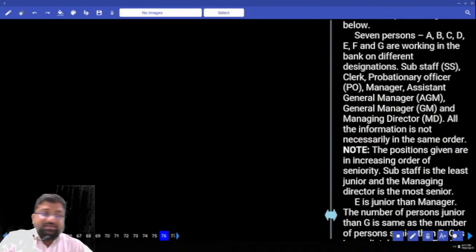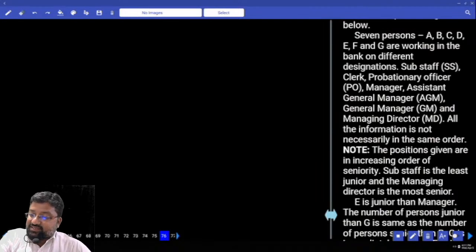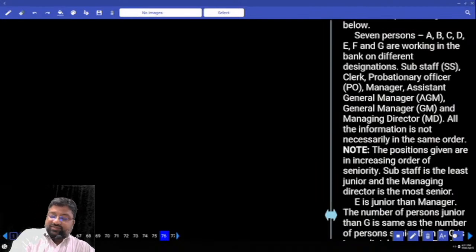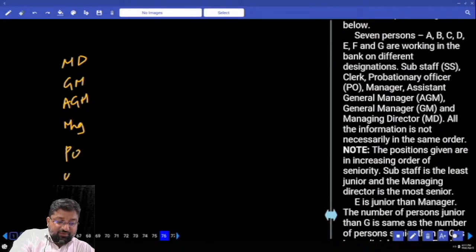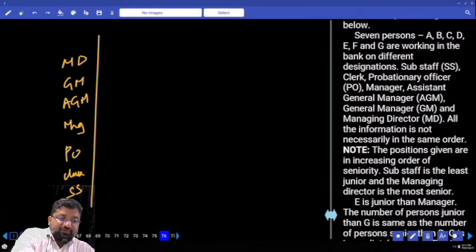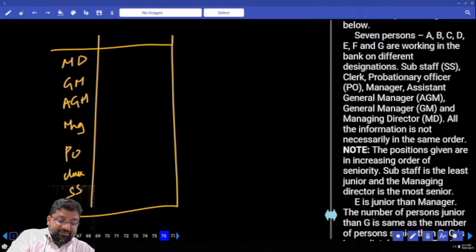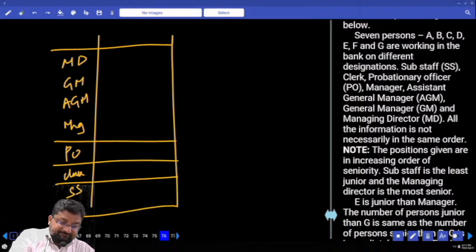Who is the most senior? Managing director. The hierarchy is clearly given to us. Highest is managing director, lowest is sub-staff. So first position will be occupied by managing director. Before managing director, who is there? GM. Before GM, AGM. Before AGM, manager. Before that is PO, before PO is clerk, and then before that is sub-staff. 1, 2, 3, 4, 5, 6, 7. How many positions? 7 positions.